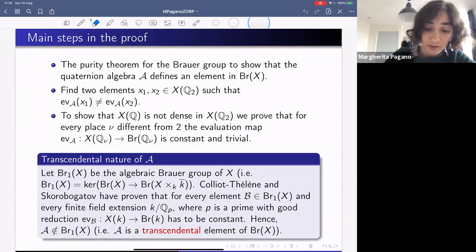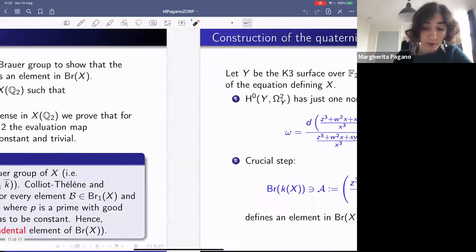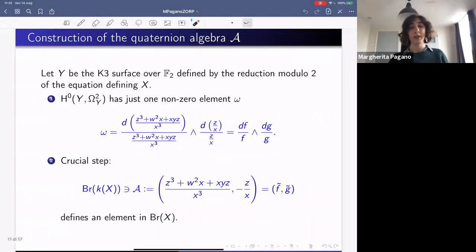So yes, this is an observation I wanted to make. So let me mention something about the construction of this quaternion algebra. The first thing that I want to tell you is this relation between the quaternion algebra A and two forms, and a two form. So let me be more precise.